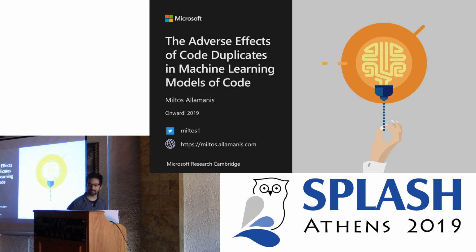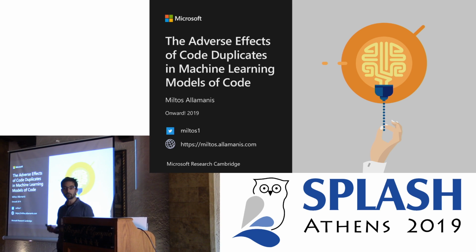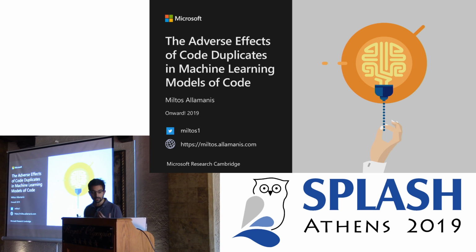So today I'd like to briefly discuss a problem with code duplicates in the area of big code, or machine learning on code. This is a problem that I want to bring to the attention of this community, especially now that more and more machine learning work happens on code. Specifically, it has affected how we evaluate and how we deploy machine learning models of code.